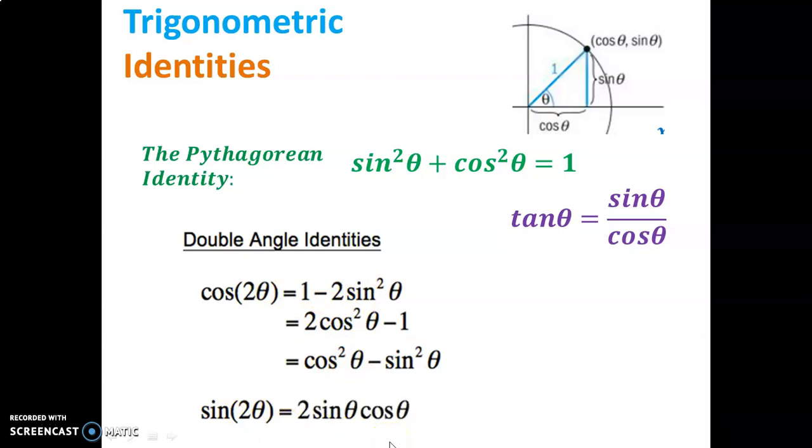Take a moment now and write these identities down. 1, 2, 3, 4, 5, 6, all 6.